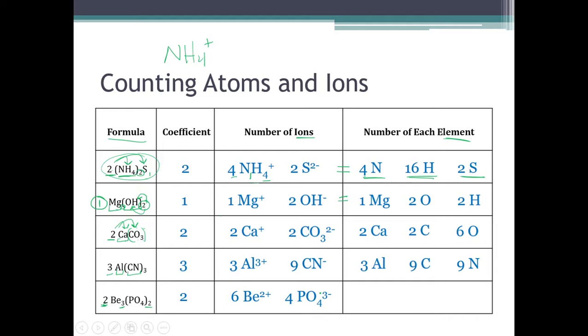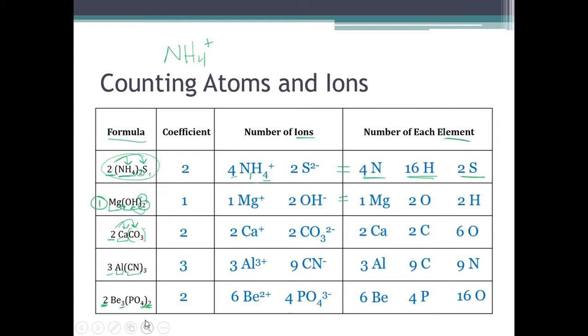Breaking it down to individual elements, we have 6 berylliums. We have 3 times 2 is 6. We have 2 times 2 is 4 phosphorus atoms. And we have 2 times 2 times 4 is 16 oxygen atoms in our last one.